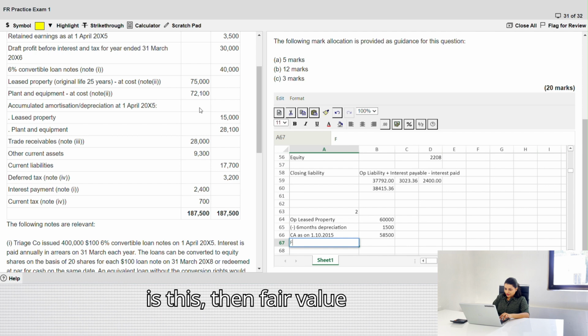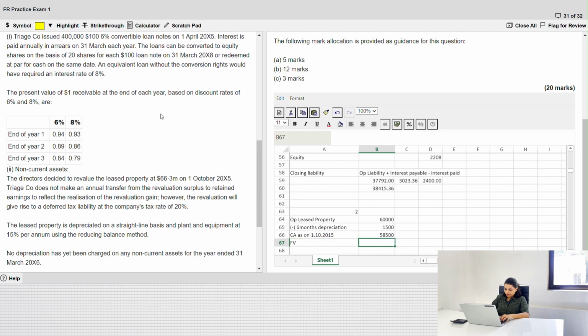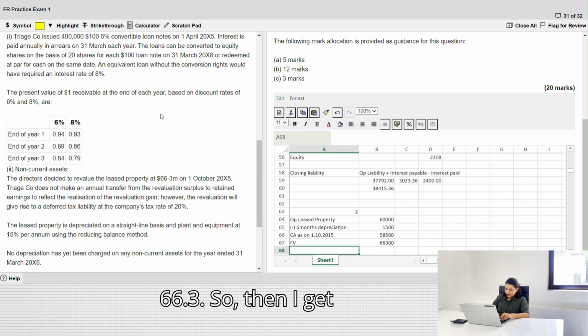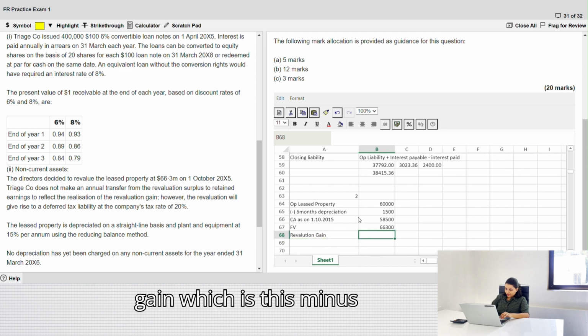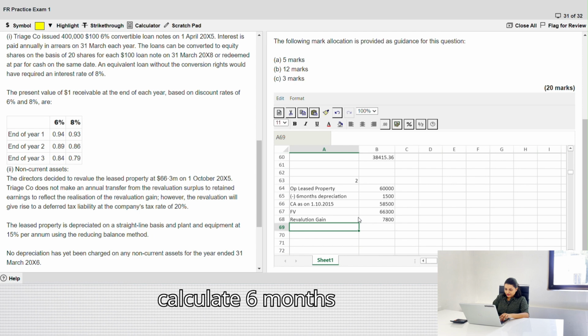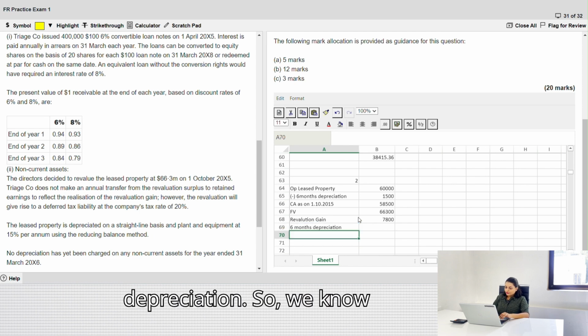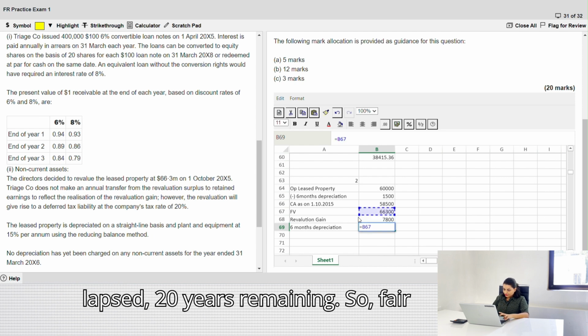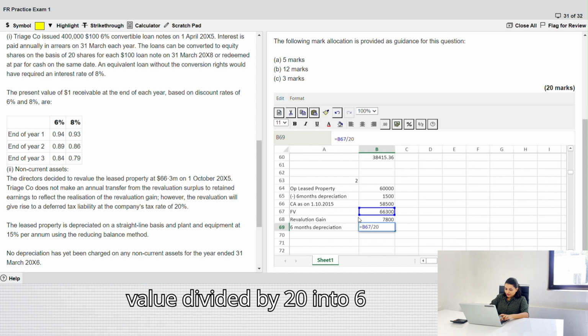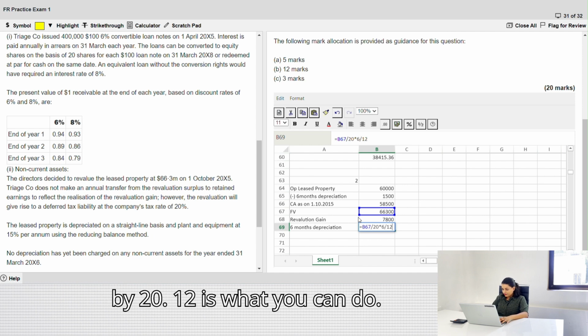Then fair value is given to me as 66.3. So, then I get my revaluation gain, which is this minus this, and further I need to calculate 6 months depreciation. So, we know 5 years have lapsed, 20 years remaining. So, fair value divided by 20 into 6 by 12 is what you can do.